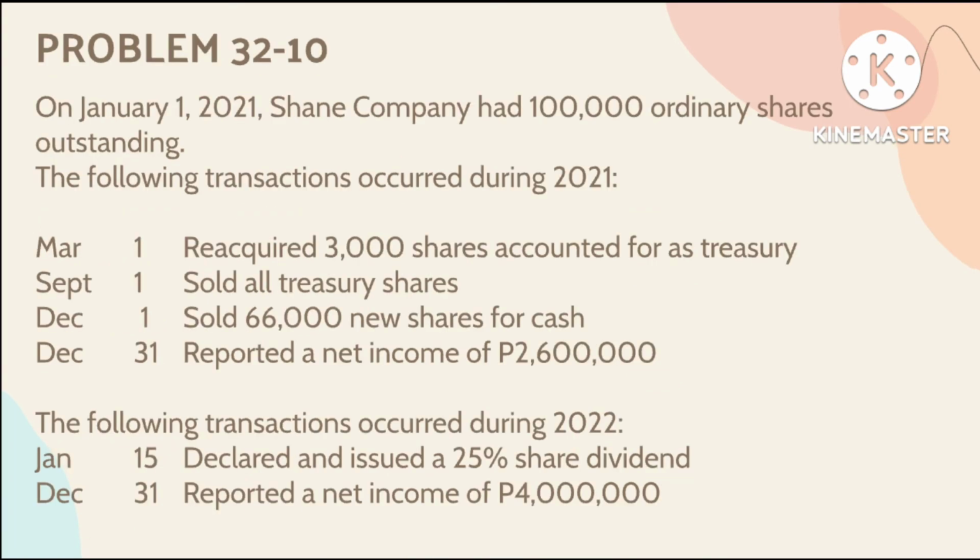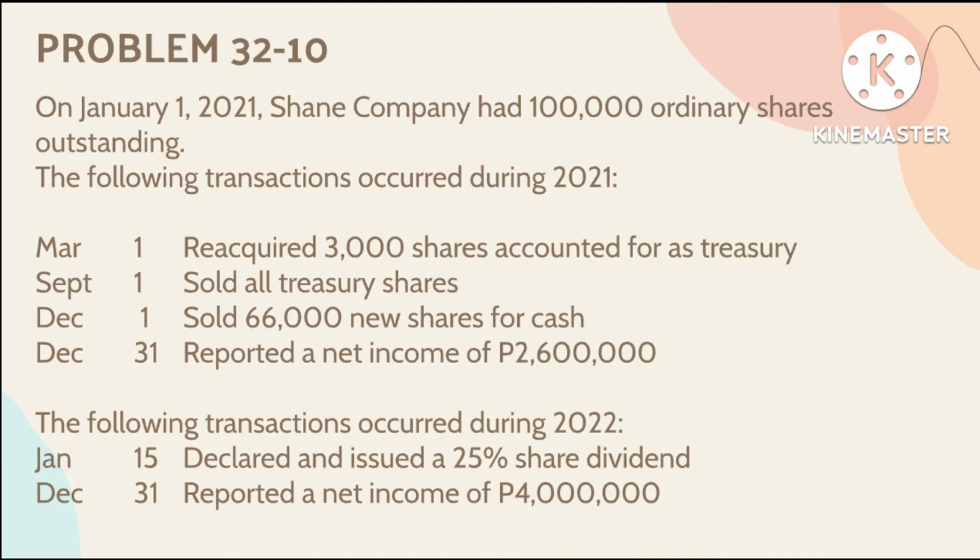Let's proceed to problem number 10. On January 1, 2021, Shane Company had 100,000 ordinary shares outstanding. The following transactions occurred during 2021. On March 1, the entity reacquired 3,000 shares accounted for as treasury. September 1, sold all treasury shares. December 1, sold 66,000 new shares for cash. On December 31, reported a net income of 2,600,000 pesos.